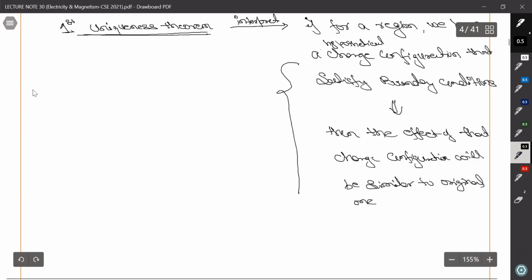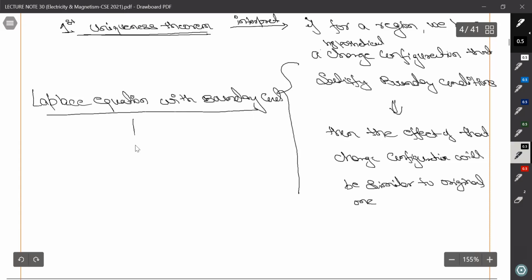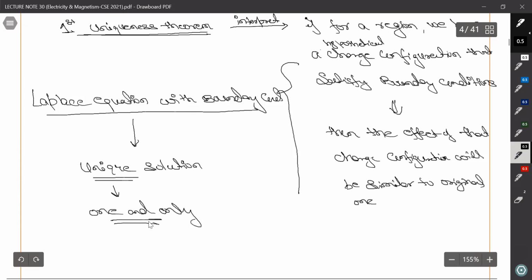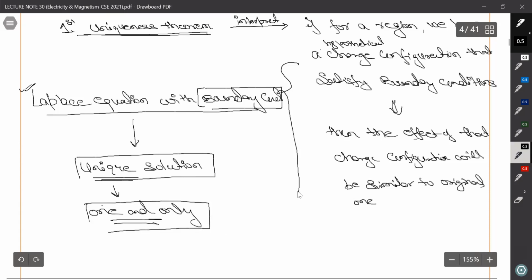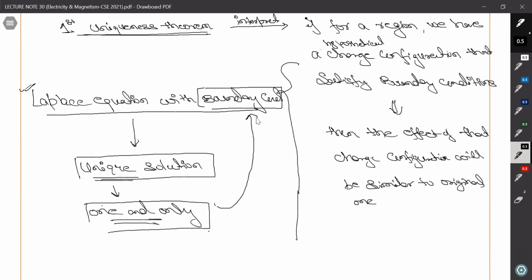if you are using the Laplace equation with boundary conditions, it will give a unique solution, that means one and only. We can reverse this thing, right? If we solve this Laplace equation with these boundary conditions, we will get a unique solution, one and only solution. If by any trick or by any means we can get a solution that satisfies these boundary conditions, then the process or the trick or the method is correct, right?